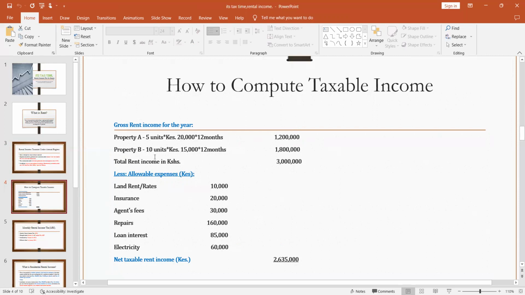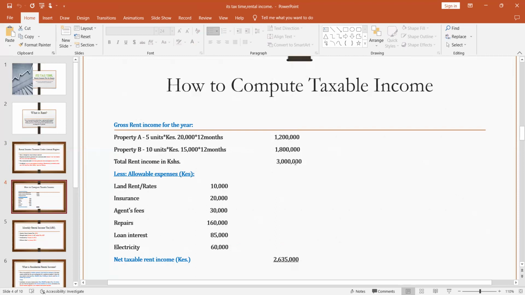Then property B has 10 units, and each unit costs 15,000. For the next 12 months, if you assume that all people will be there and we collect 15,000 per month, it will come to 1,800,000. Then the total rental income for the two properties is 3 million. Under this case, this person will be exempted from VAT because VAT only applies to those people who collect 5 million and above in a year.